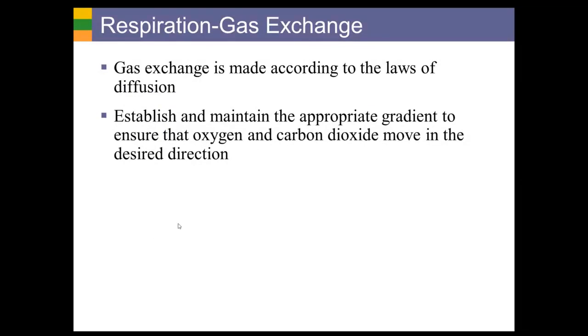All right, so just a reminder that gas exchange is made according to the laws of diffusion. So in other words, carbon dioxide and oxygen are going to diffuse from high pressure to low pressure, or I should say high partial pressure to low partial pressure. Therefore, it is imperative that the proper gradients of oxygen and carbon dioxide are established and maintained so that oxygen and carbon dioxide move in the right direction and in the appropriate quantities.